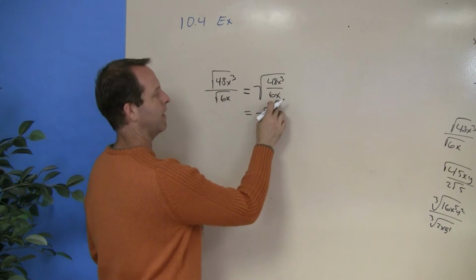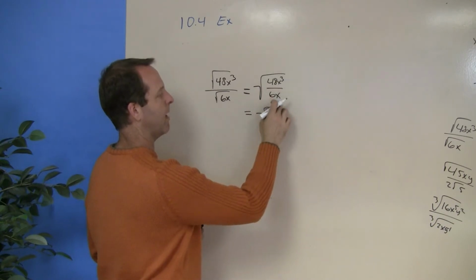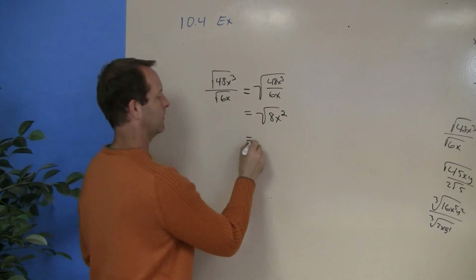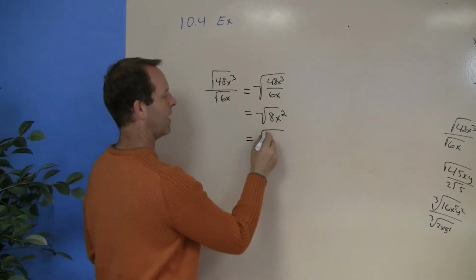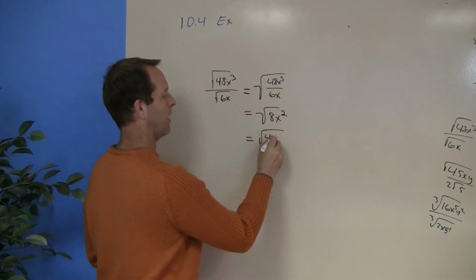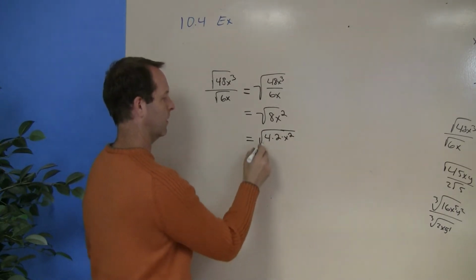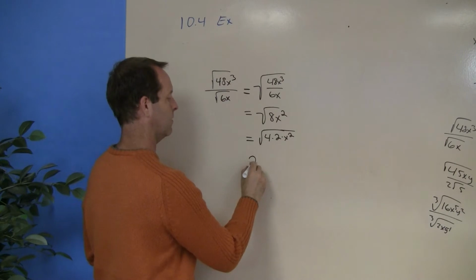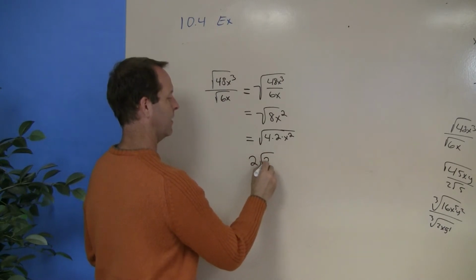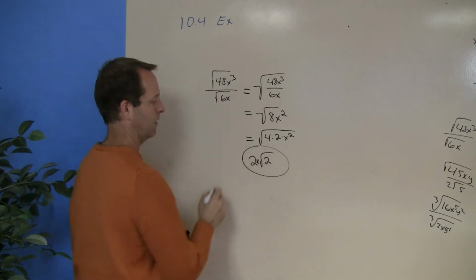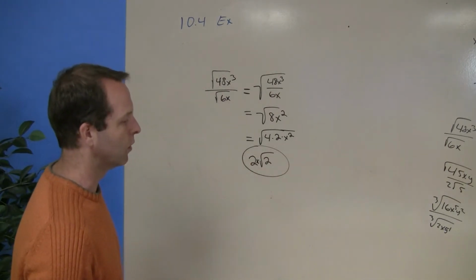And then I have x cubed divided by an x, which gives me an x squared. I'm going to rewrite 8 as a 4 times a 2 times an x squared. Square root of 4 is a 2. Then what's left inside is a 2. And an x squared pops out, so I have an x. 2x root 2.